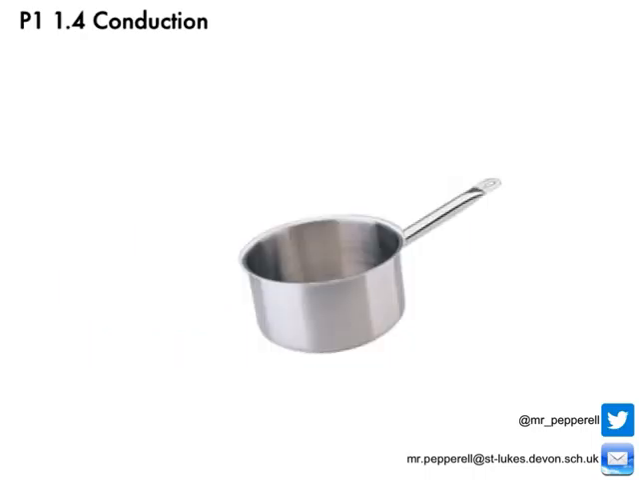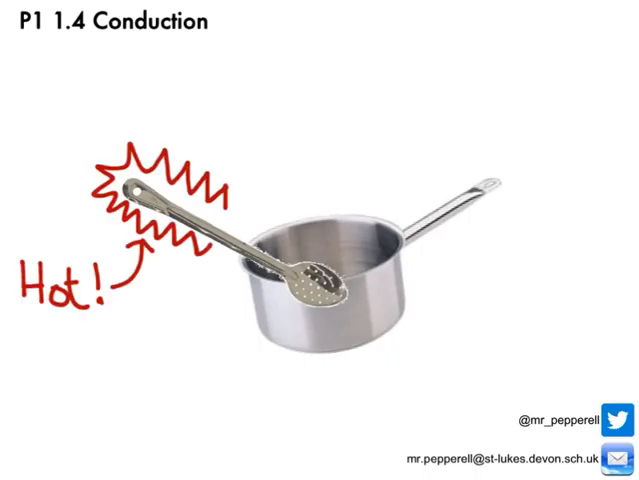So, if you've ever been cooking and you were using metal utensils like this spoon to stir your beans, for example, you might have noticed after a little while that suddenly the end of the spoon, ow, it was very hot, okay? But how is it that the heat has been transferred from in the saucepan here along the spoon to your hand? Well, it's by a process called conduction.